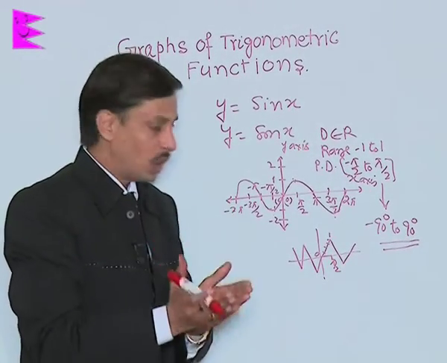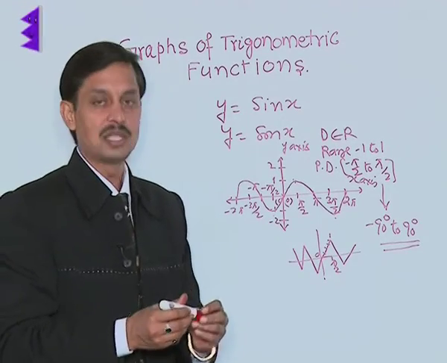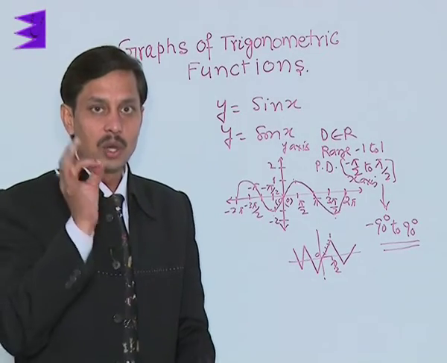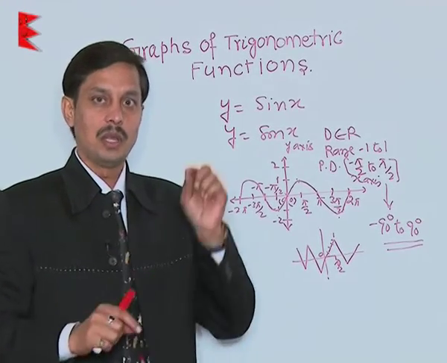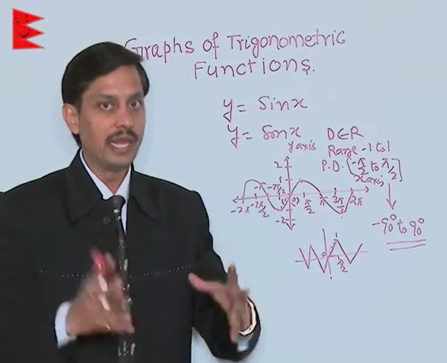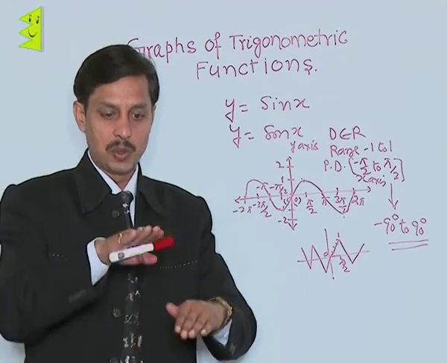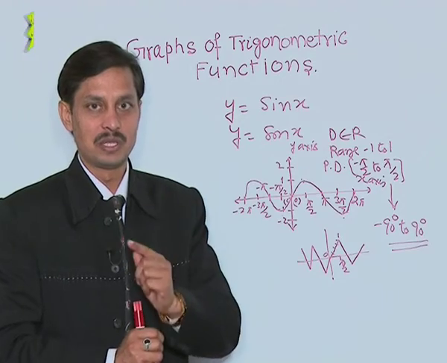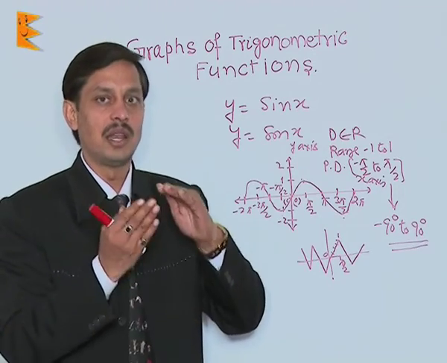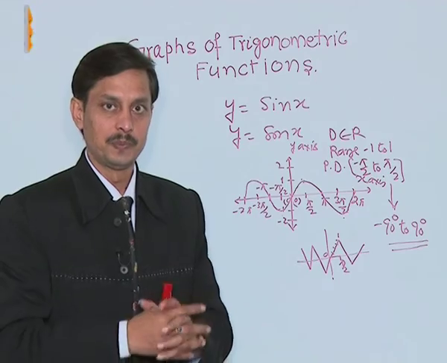So ultimately, the domain of the sine function is any real value because it is defined on any angle, every angle. This is the first reason. The range is from -1 to +1. The reason is very simple: the value of sine can never go less than -1 and can never go more than +1.